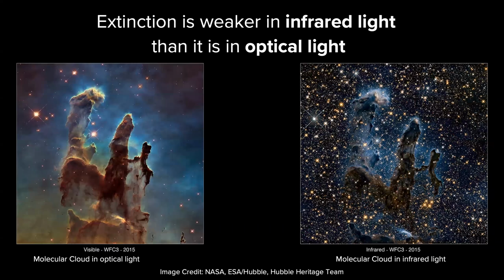Here's another example, this time with the Eagle Nebula. Again, the image to the left is in optical light, and you can barely see any stars in the background due to the high extinction. However, if you go to infrared light, like this image to the right, you can see many more stars in the background because there's much less extinction.